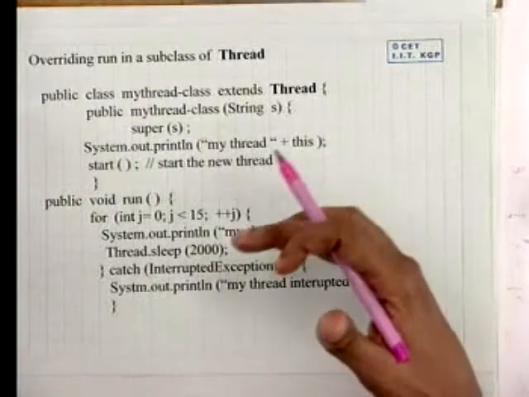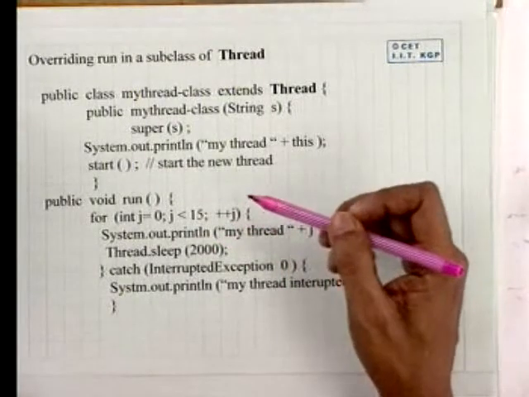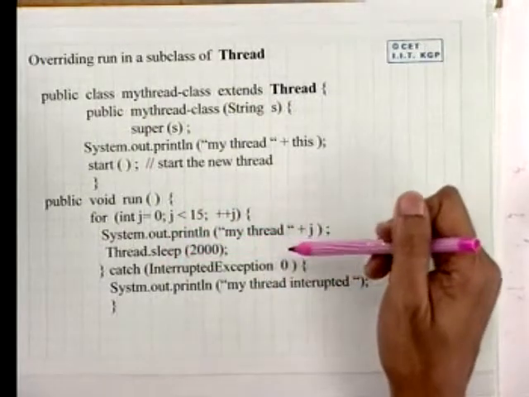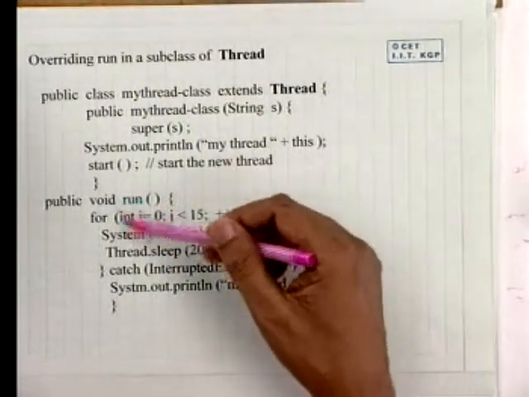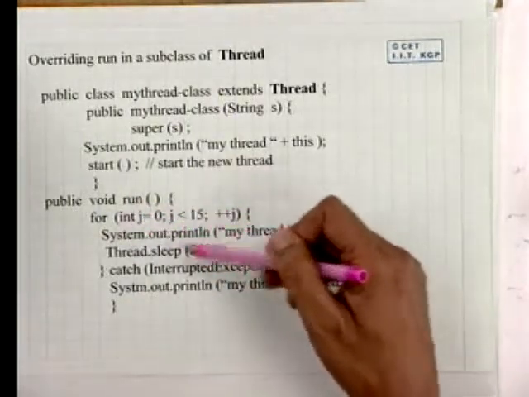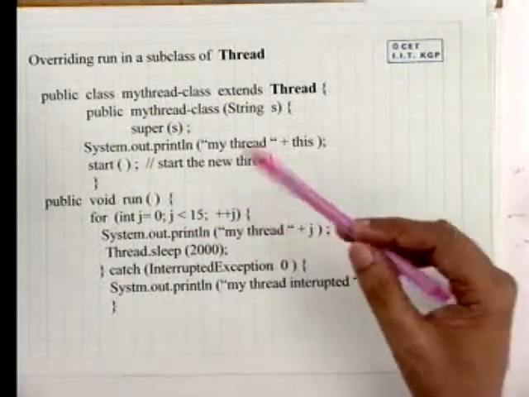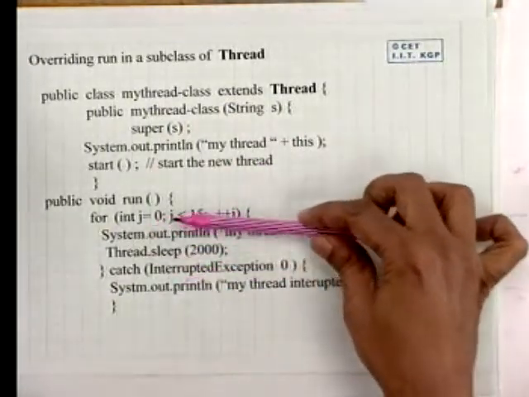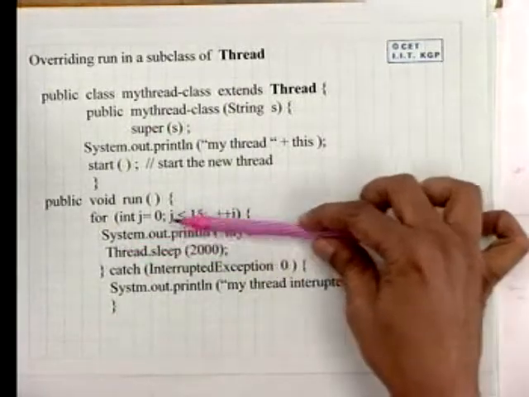Thread sleep means the thread goes on waiting. It's a very simple example, and it sleeps for 2000 units, which is in milliseconds, and goes on doing it for 15 iterations, until this loop ends. So it will first print this line, then go to sleep, and after that, when it wakes up, it will again go on doing this.